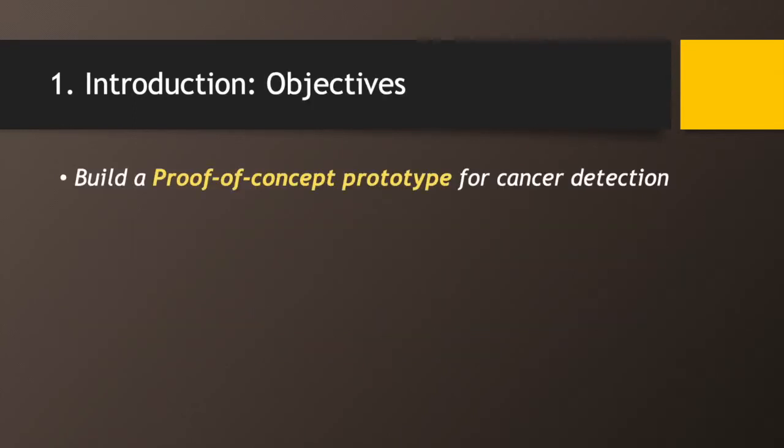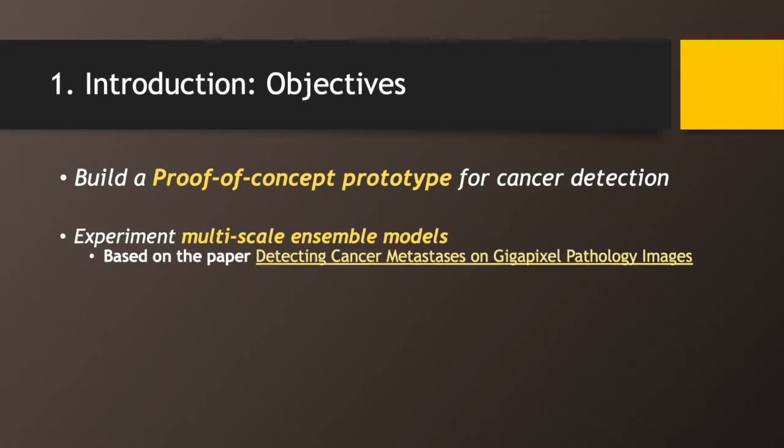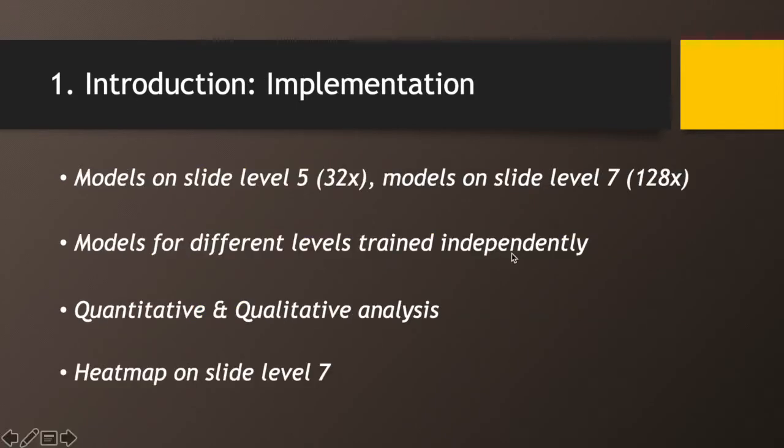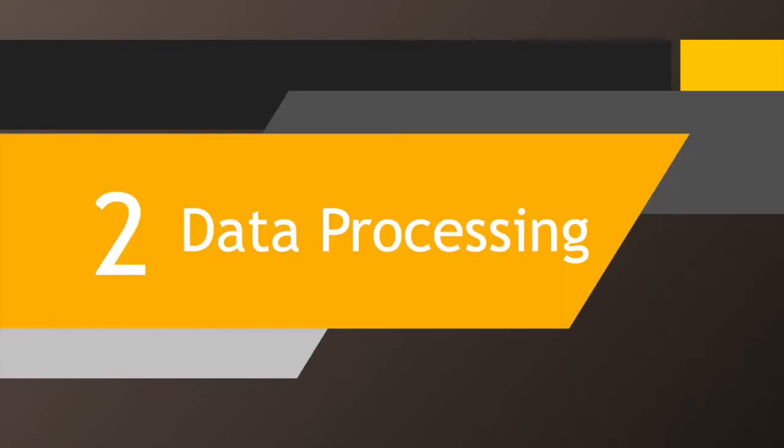The objective of this project is to build a proof-of-concept prototype. We will also experiment multi-scale ensemble models based on the idea proposed in this paper. And we want to design appropriate evaluation metrics to evaluate and analyze our results. In our implementation, we build models on slide level 5 and slide level 7, and we generate a heat map on slide level 7. The models for different levels are trained independently.